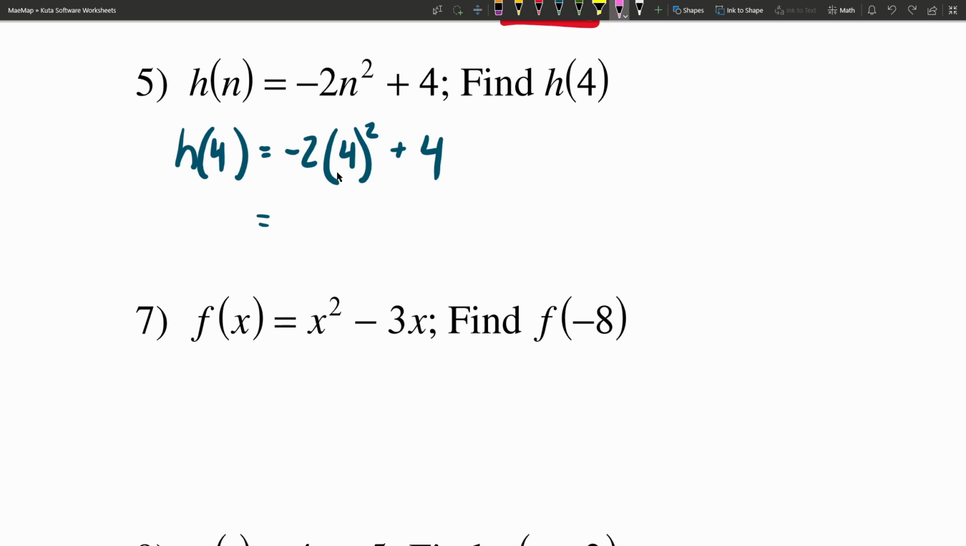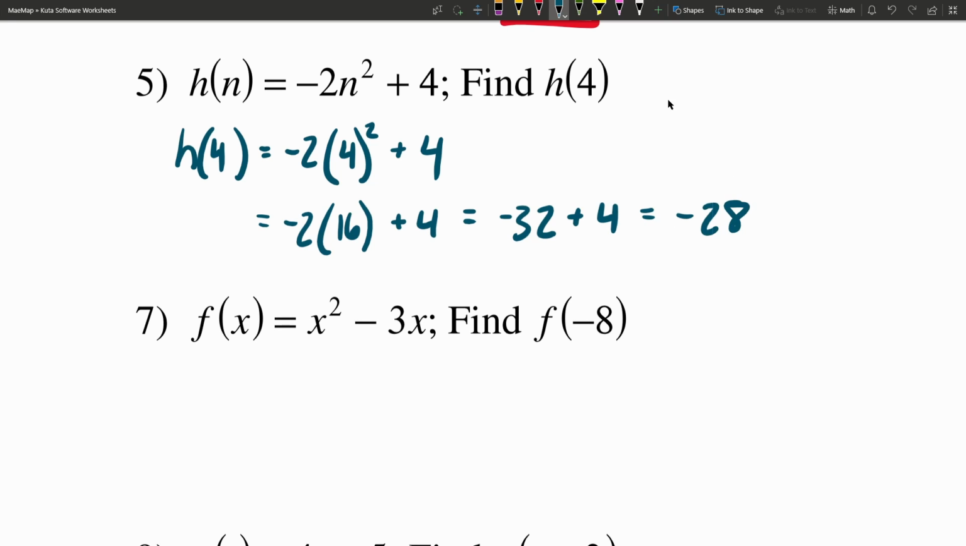But we need to do exponents first. So 4 squared is going to equal 16, so we'll have negative 2 times a positive 16 plus 4. Negative 2 times 16 is going to be a negative 32, and when we add 4 to that, that's going to be a negative 28. So negative 28 is our solution for number 5.